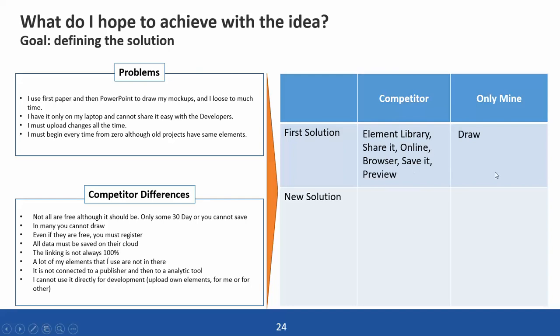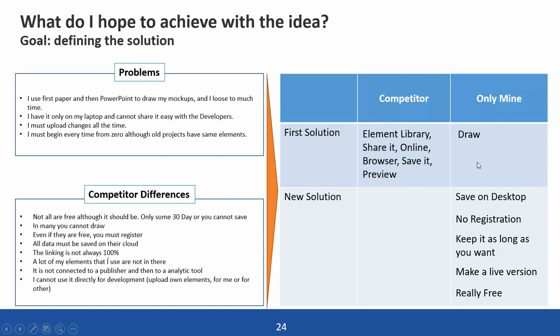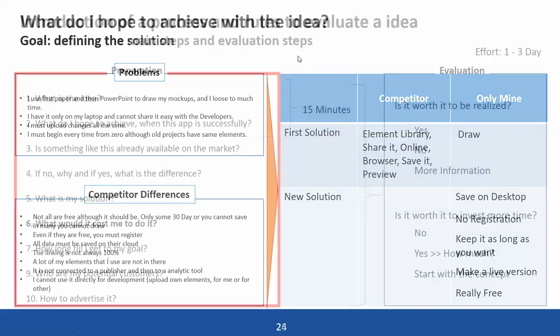What is mine is like a drawing. This was my first solution thought, and you saw there's not much differentiation, but now I added the new things I thought about: save on a desktop, no registration, keep it as long as you want. You can see here that if I make such a new mockup tool that includes some of this and some of this, I can perhaps build something that is new, unique, and perhaps better fitting to most people than the other products already on the market.